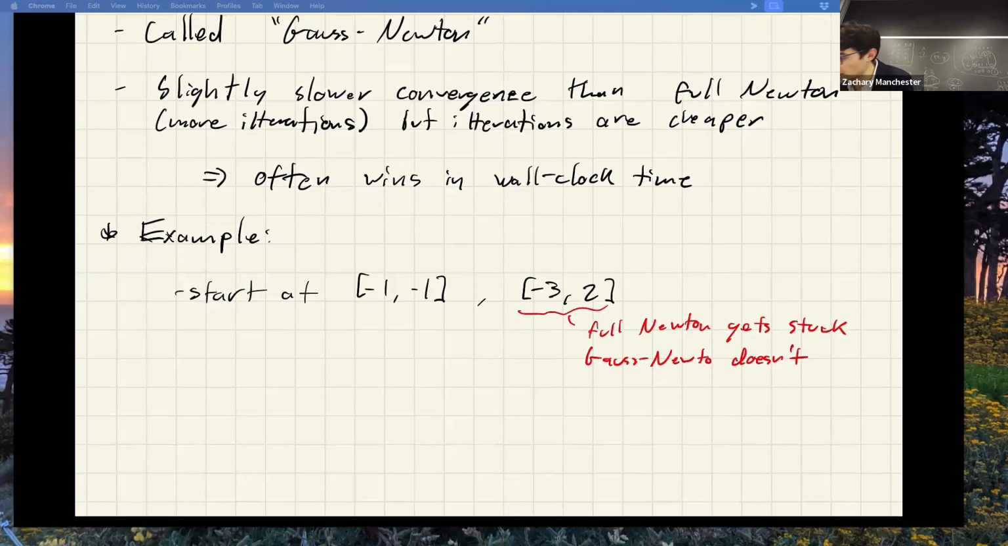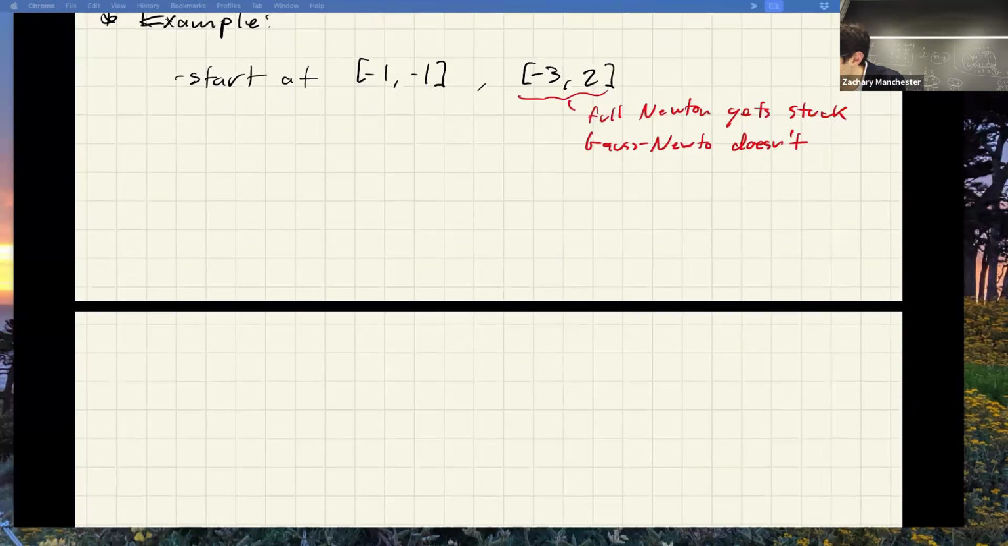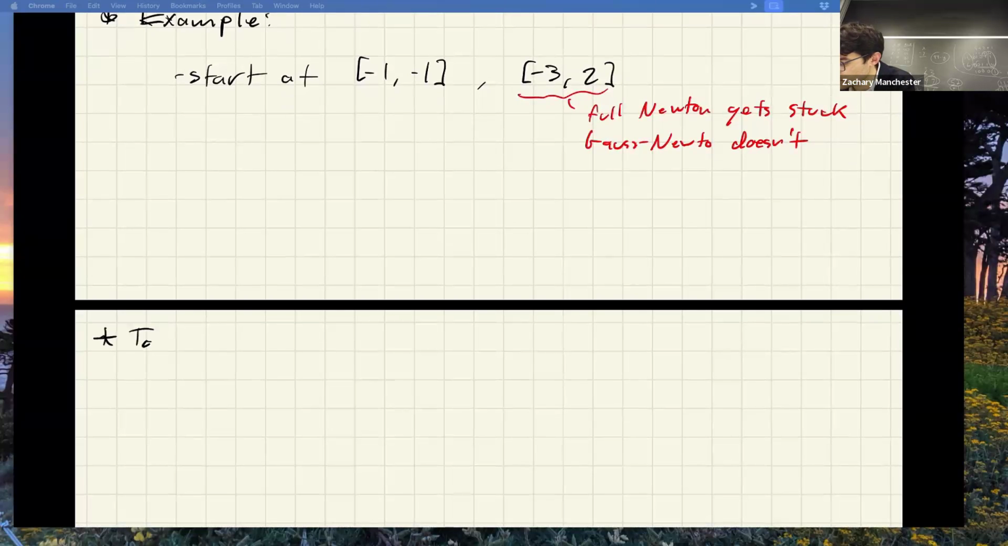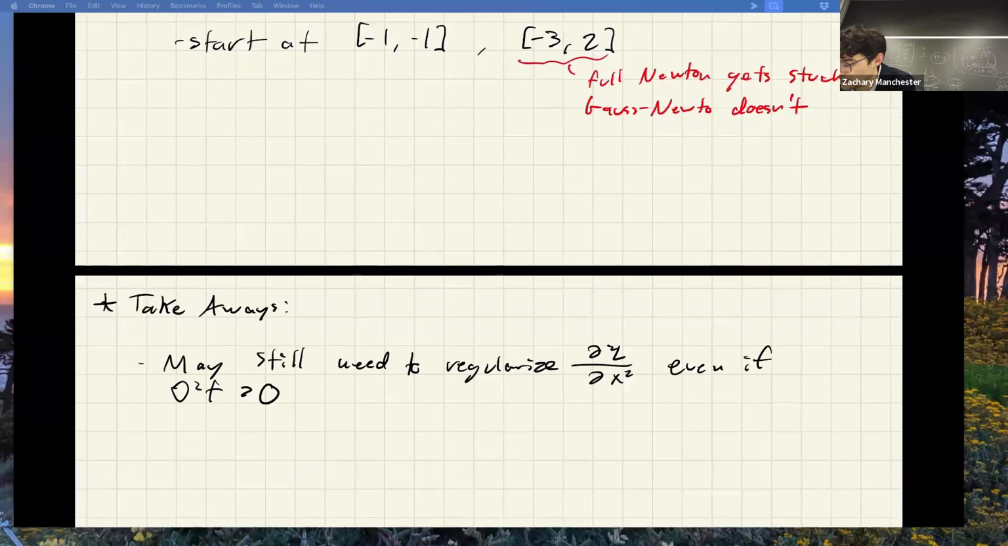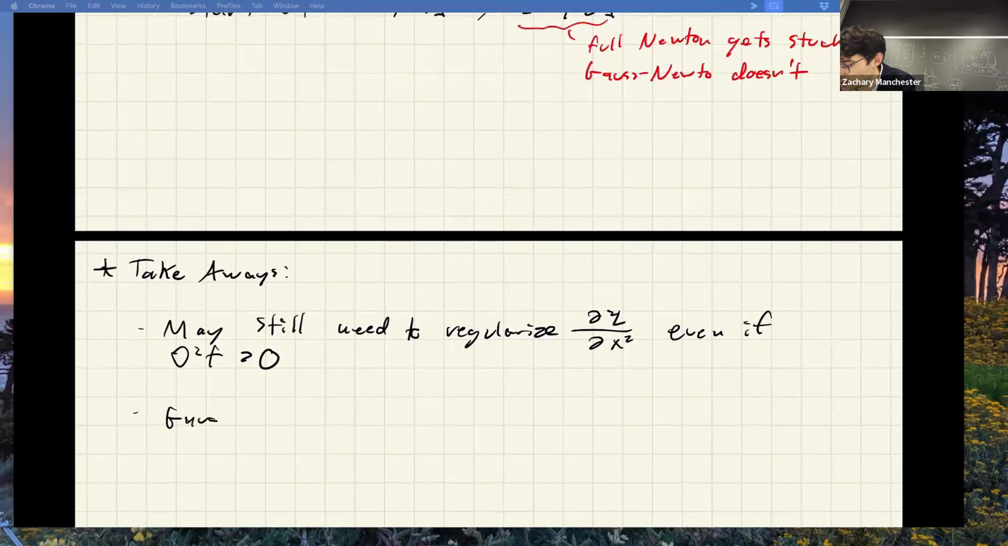Okay, so takeaway here is you may still need to regularize that top left block, that squared L EX squared thing, even if the Hessian of F is nice. And then Gauss Newton here, you don't necessarily have that problem because you just throw that term out. And that is another sort of pro for this guy, and a reason why it's popular.